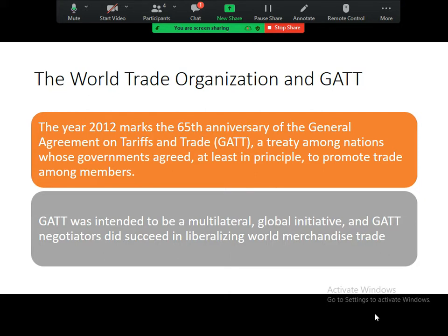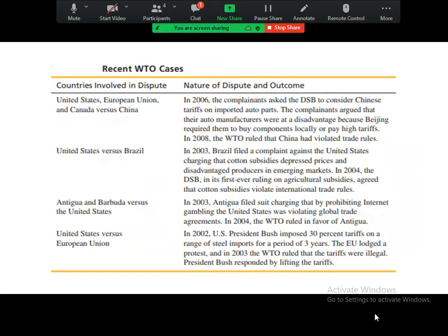GATT was intended to be a multilateral and global initiative, and GATT negotiations did succeed in liberalizing world merchandise trade. GATT was also an organization that handled over 300 trade disputes, many involving food, during the half century of its existence. We will see a few issues from recent WTO cases.